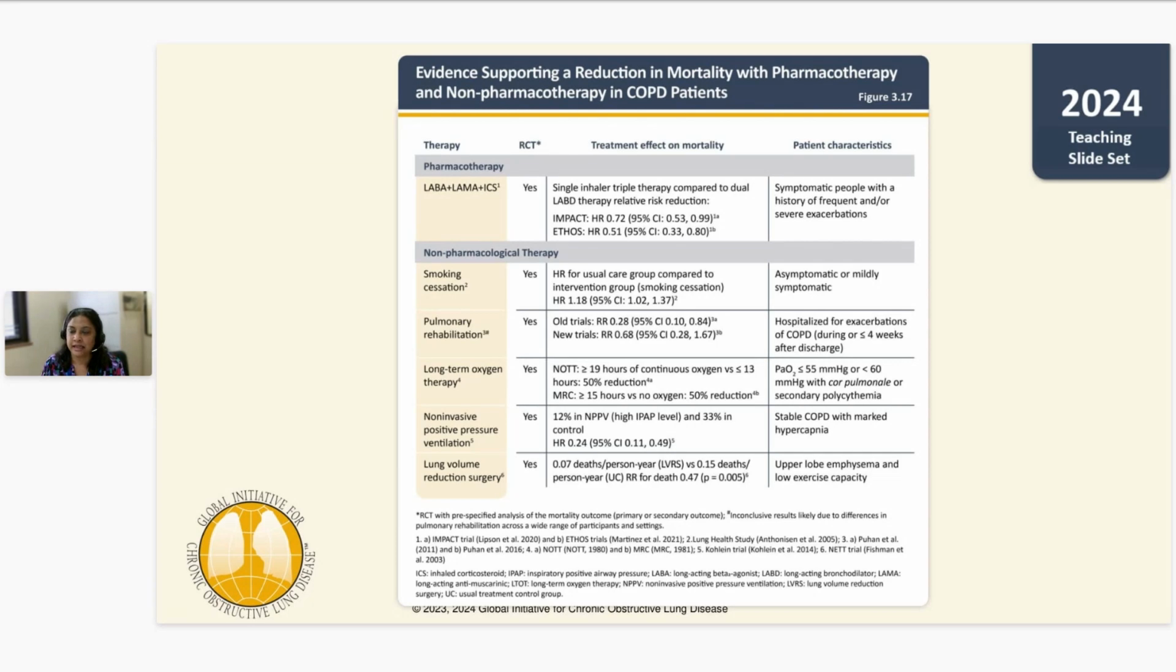In the non-pharmacological therapies, things like smoking cessation, pulmonary rehabilitation, the long-term oxygen therapy in those patients who qualify, non-invasive positive pressure ventilation in patients who qualify, and then lung volume reduction surgery have all been shown to have benefit on mortality in patients with COPD.